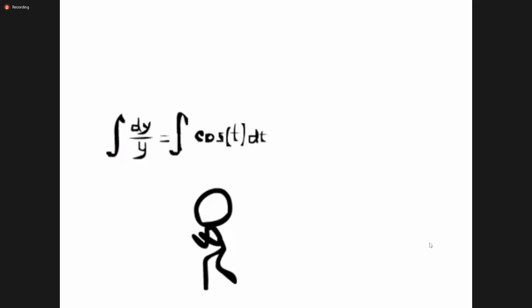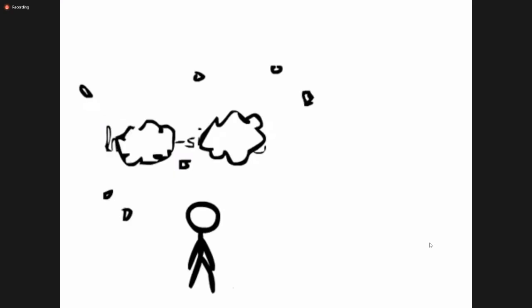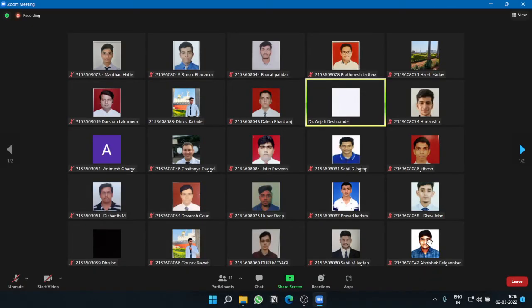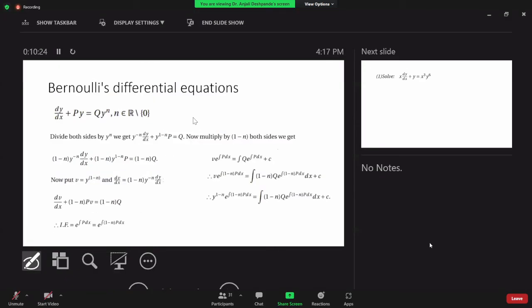So what had come on the screen? What had come on the screen? Okay, minus sin t. So that is what you were supposed to have observed. Okay, so now I will just stop this here, and we'll go back to what we were doing, Bernoulli's equation, right?